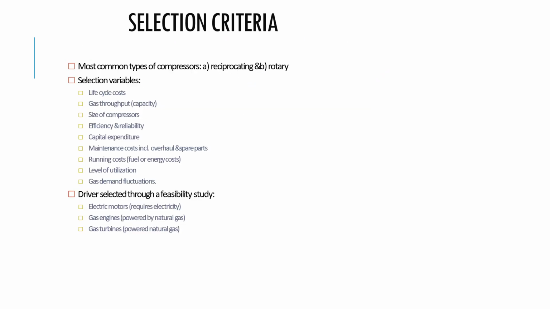So normally when you select the type of compressor, you can select from mainly 2 types, which is the reciprocating types and the rotary types, and the selection process will be based on several things. It will be based on the capacity of the gas, how much gas you want to produce, for example, the life cycle cost, the size of the compressor that you are looking at, the efficiency and reliability, the capital expenditure, how much money you can invest in buying these compressors, the running cost and the level of utilization, how frequently you're going to use these compressors.